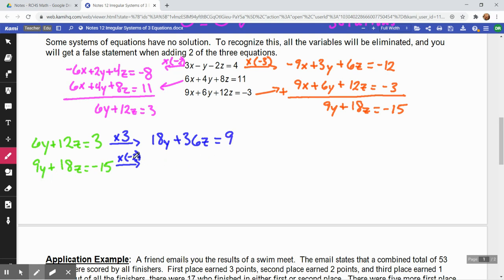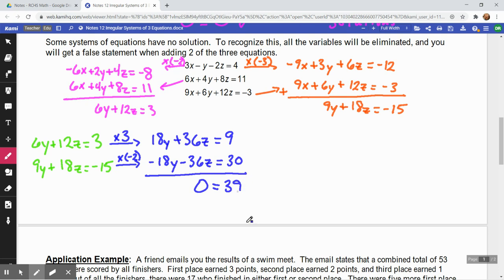And the second equation, 9y times negative 2, that's negative 18y. That's good. Those will cancel. Negative 2 times 18z is negative 36z equals negative 2 times negative 15. That's positive 30. And so if we combine these two equations, you can see that the y's are opposite values. They'll cancel. The z's have opposite coefficients. They cancel. We get 0 on the left side. But on the right side, rather than these canceling, we get some other value. In this case, we get 39.